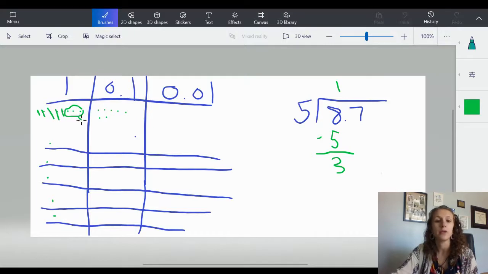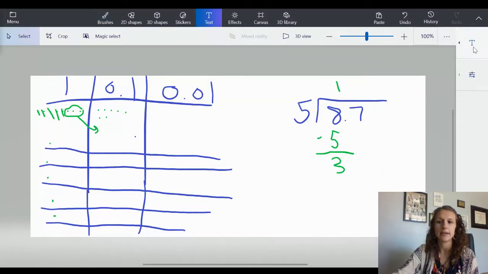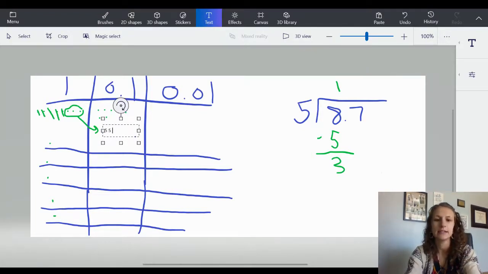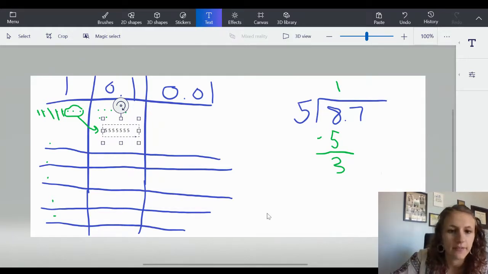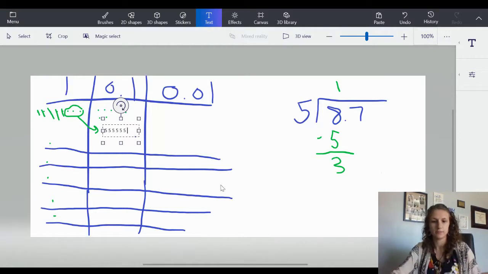So 3 ones is the same as 30 tenths. I'm going to go ahead and type in my 5s just so that way we are able to fit them all. Remember, you could do 30 discs if you wanted to, but here's 5 discs, 10 discs, 15 discs, 20 discs, 25 discs, 30 discs. Let me make sure I have enough. 5, 10, 15, 20, 25, 30. I did too many. There's my 30 tenths.